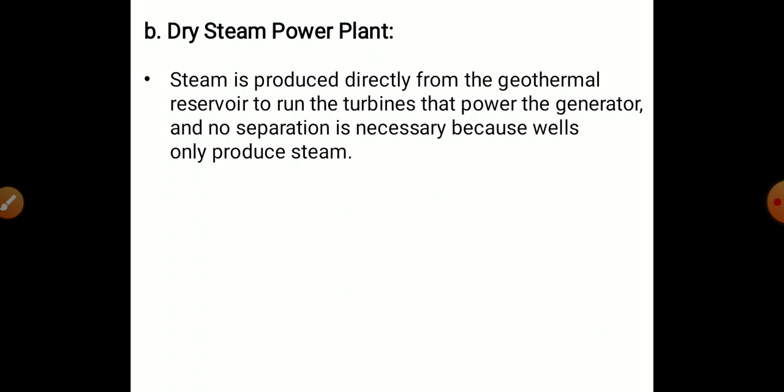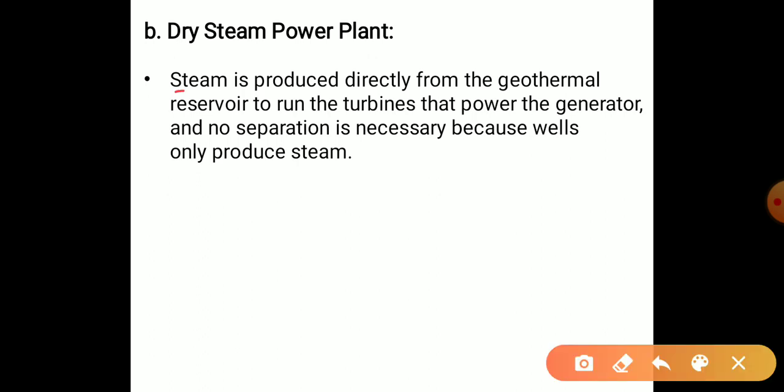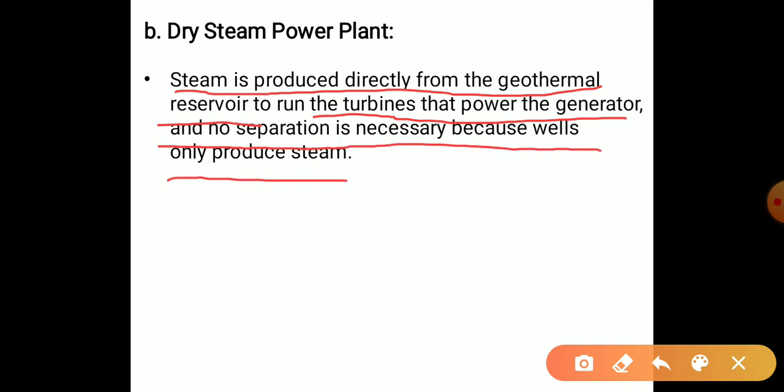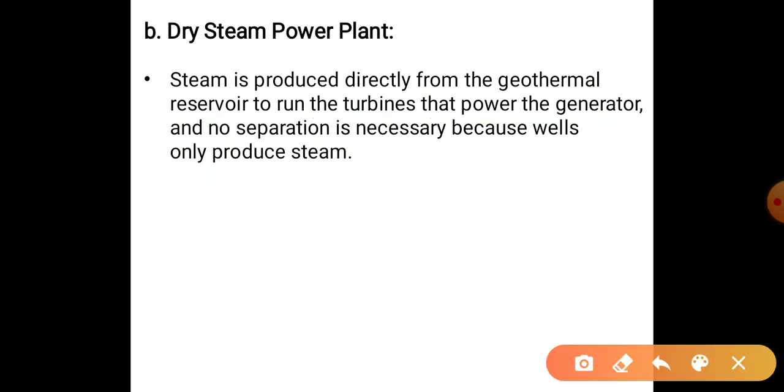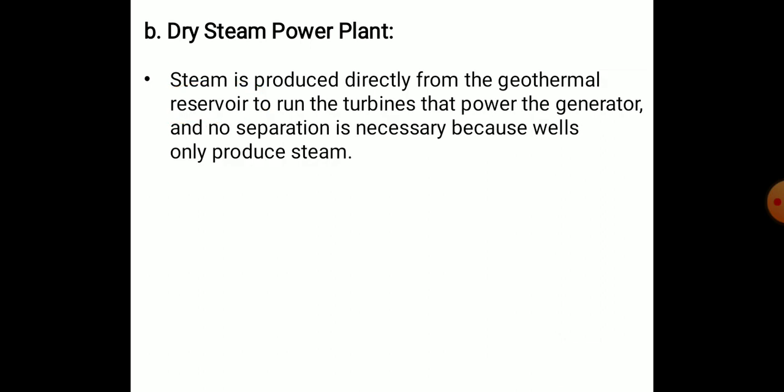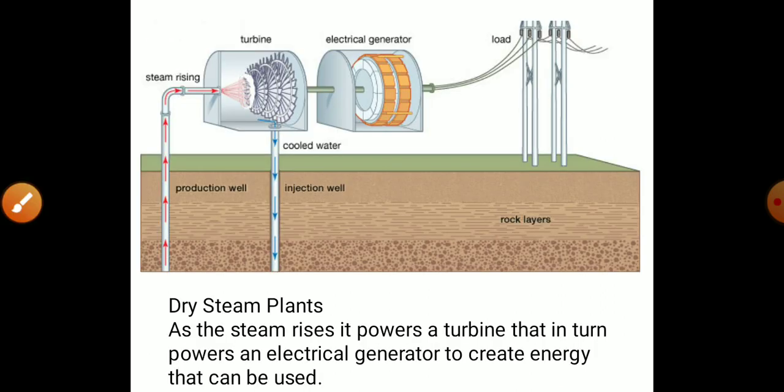What happens there? Steam is produced directly from the geothermal reservoir to run the turbine that powers the generator, and no separation is necessary because it only produces steam. So this is a main and important difference. That means here you are not required to separate steam and hot water. So the block diagram will look like this.